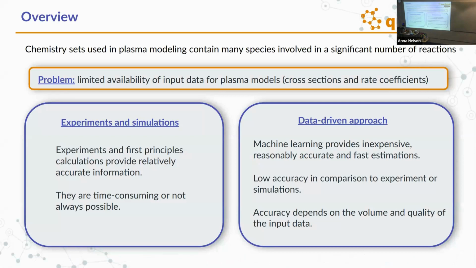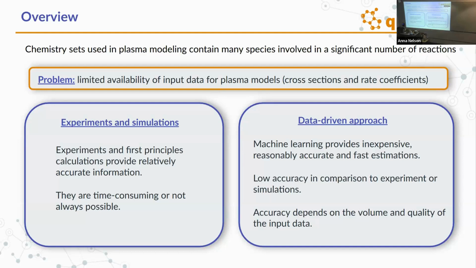That is, for plasma models we need rate coefficients and cross sections, and ideally these missing data should be either obtained experimentally or calculated from first principles, but these approaches are often time consuming, difficult and not always feasible. An alternative way of getting reasonably accurate estimations of this data quite fast is by using machine learning approaches, but one should keep in mind that the accuracy of machine learning approaches depends strictly on the quality and the amount of input data.